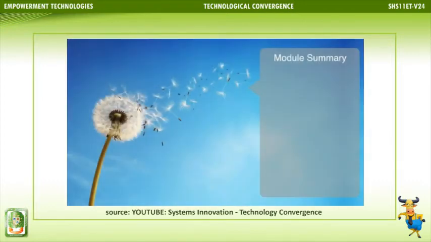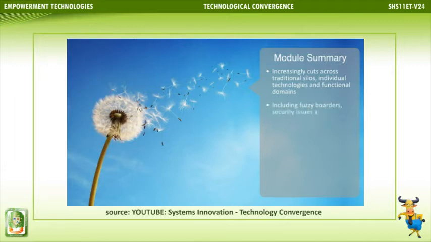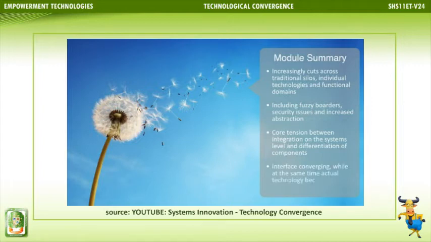In this video, we've been talking about some of the drivers to the process of technology convergence. As IT and service design increasingly cut across and break down traditional silos between individual technologies and functional domains, we looked at some of the benefits and challenges to this process, including the creation of fuzzy borders, security issues, and the challenges of increased abstraction. Convergence illustrates, once again, one of the major themes of complexity. That is a core tension between integration on the systems level and differentiation of the components on the local level. Our interface with these systems of technology may become integrated with functionality converging, while at the same time, underneath this, the actual technology that enables this may become increasingly differentiated and specialized.